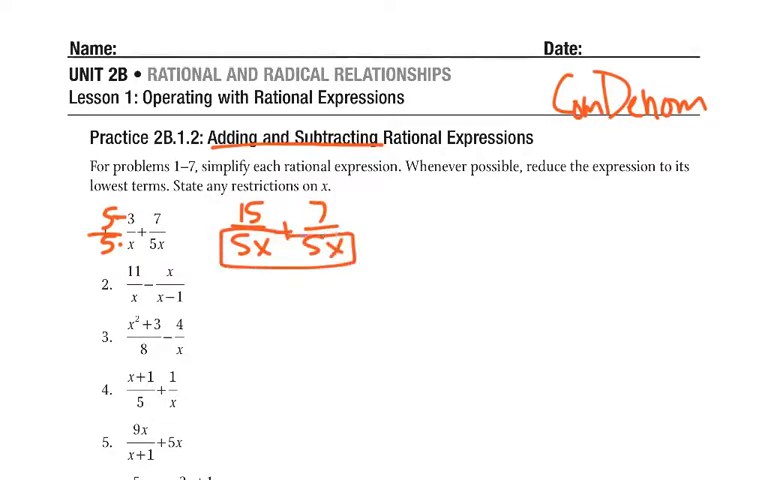Now, because we're adding same denominators, it stays. 15 plus 7 becomes 22, and we can't simplify that at all, so there's our answer.